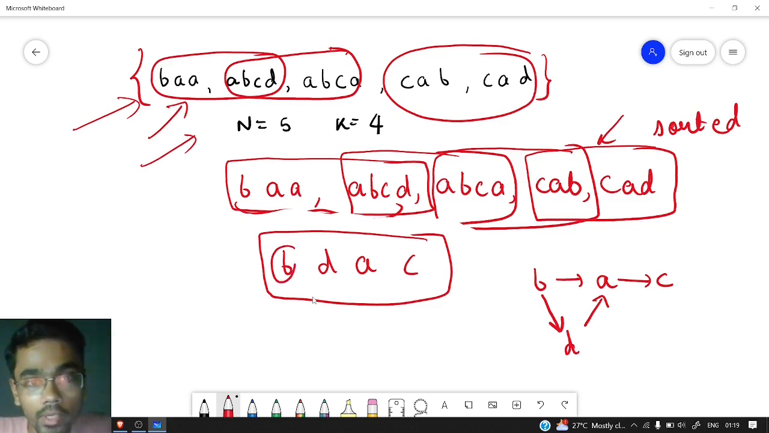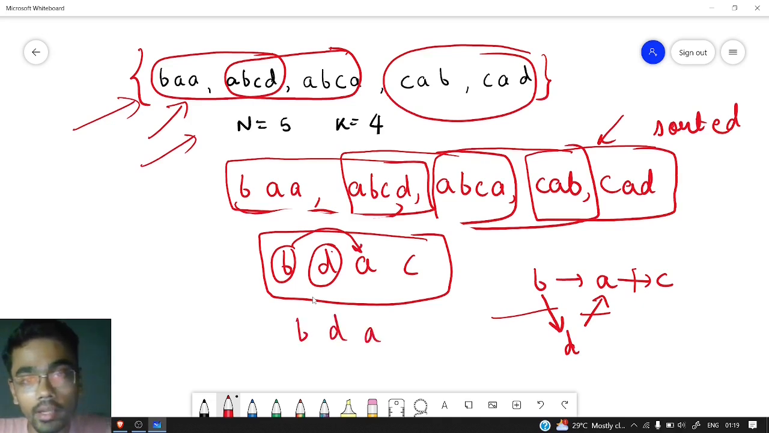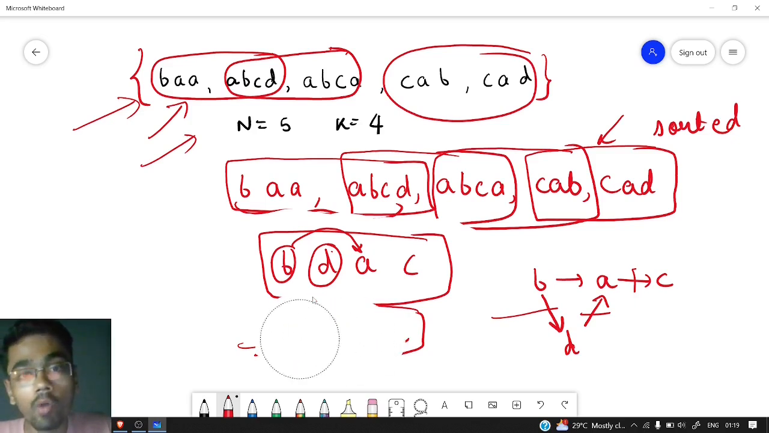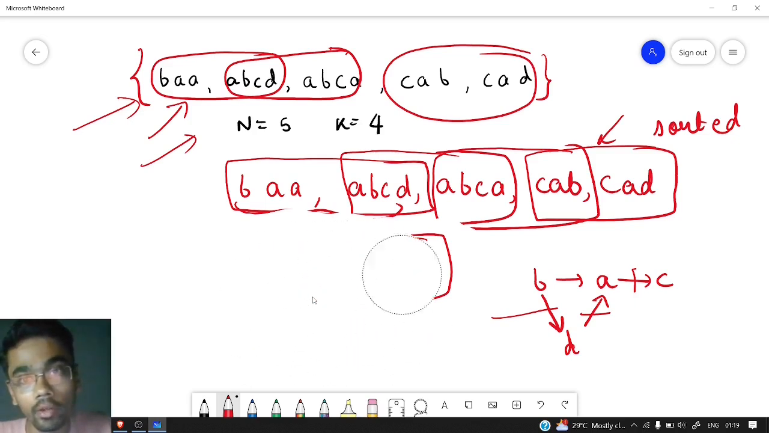We say that B is coming before D. Yes, B is coming before D. D should be before A. Yes, D is before A. A should be before C. Yes, A is before C. And here we are saying that B should be before A. Yes, B is before A. So we can say that B, D, A, C is one such valid order of the alphabet in the alien dictionary, and we can return this string. Now how can we find out this particular order?